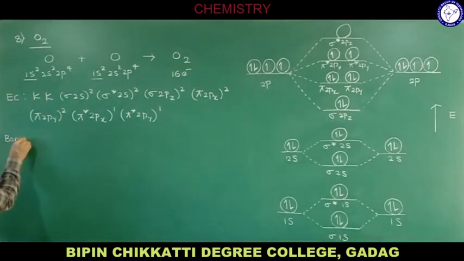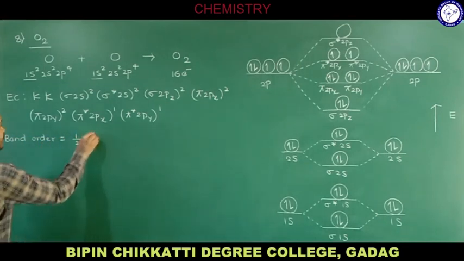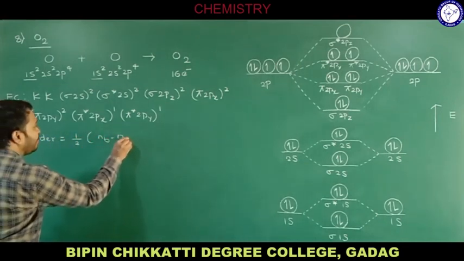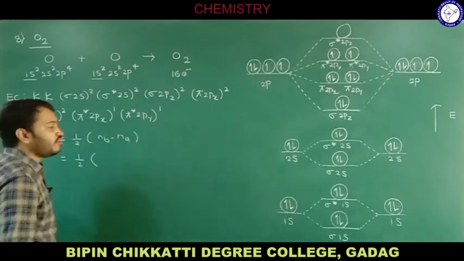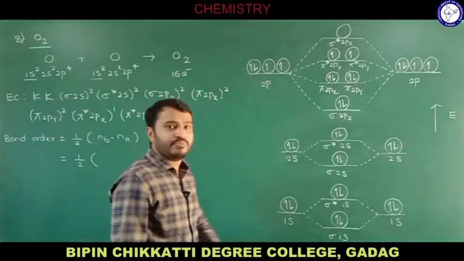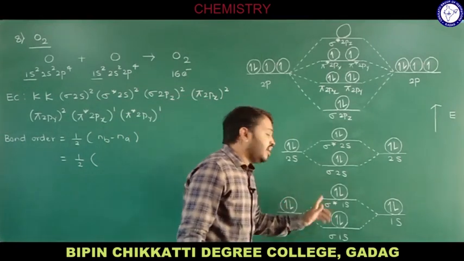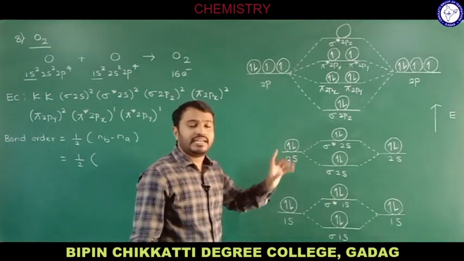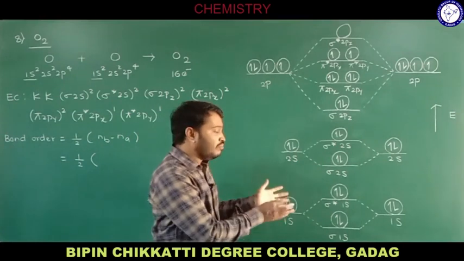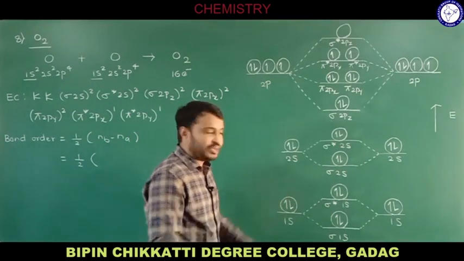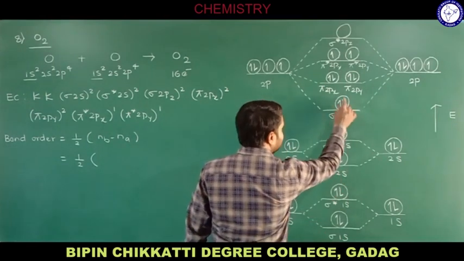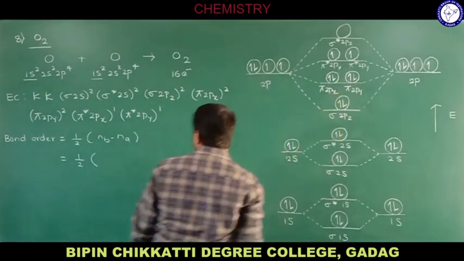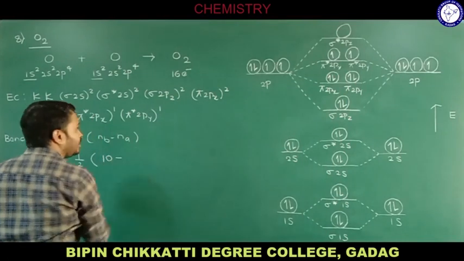Now we'll calculate the bond order, which is calculated by the formula 1/2 into Nb minus Na. We'll calculate the number of electrons in BMO and ABMO. In simple terms, remember, where I mentioned star, that is ABMO. Any molecular orbital without a star is BMO. So here 1, 2, 3, 4, 5, 6, 7, 8, 9, 10. So 10 electrons in BMO we have.